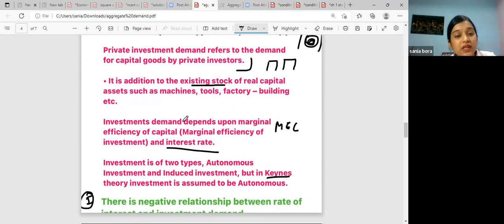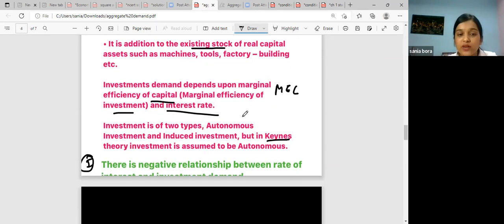Just remember, demand for investment depends upon the marginal efficiency of capital, which is also known as the marginal efficiency of investment, and the interest rate. Your investment depends on 2 factors: marginal efficiency of capital, or marginal efficiency of investment, and the interest rate. Investment is of 2 types: autonomous investment and induced investment. But in Keynes's theory, investment is assumed to be autonomous. We will study what is autonomous and what is induced. There is a negative relationship between the rate of interest and investment. I hope you can understand this.